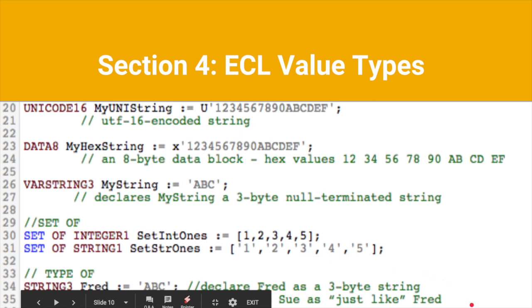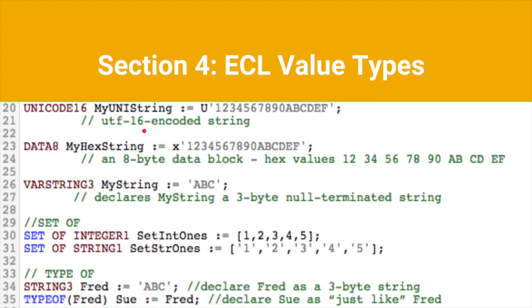So the last value type we're going to talk about is the type of. You have string 3 Fred. Declared Fred as a 3-byte string. So basically, we have declared Fred as a 3-byte string.